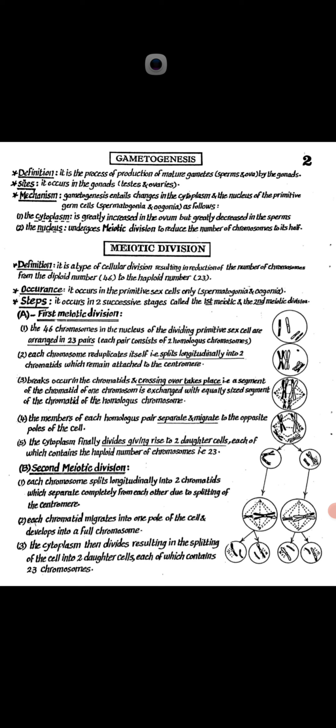You got the diagram. And the third step, the cytoplasm then divides, resulting in the splitting of the cell into two daughter cells, each of which contains 23 chromosomes. Now come to the result of meiosis. What is the result of meiosis?